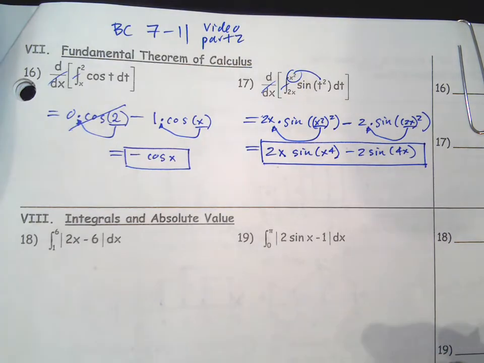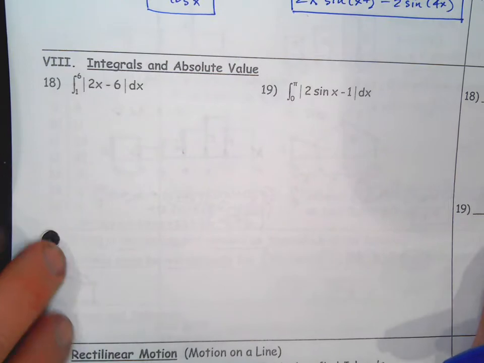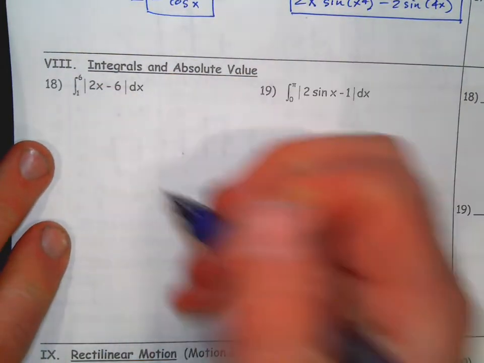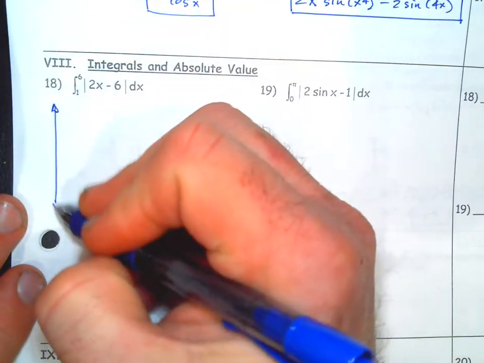I think not that complicated. Okay, integrals of absolute values. This is linear, so we could do it three ways. We could do it with geometry by graphing it.